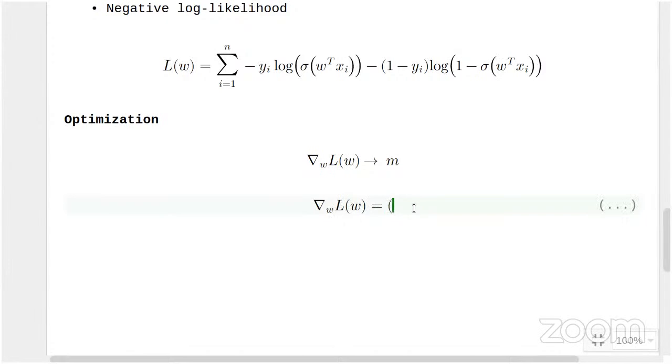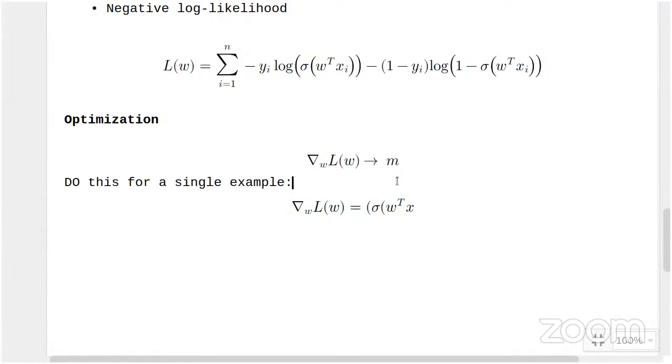First, what you write down is the predicted value. The predicted value is what? Sigma of W transpose X, right? I'm doing it for a single example. So for a single example, the predicted value is sigma of W transpose X.